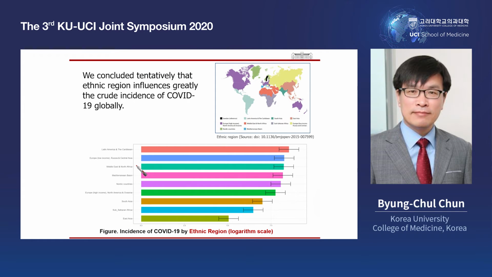Okay, and what is the ethnic region or ethnic group in this study? This map shows the ethnic regions in this study. For example, this area includes Korea, China, Japan, Vietnam, Thailand, etc. in the East Asian ethnic group. The East Asian ethnic group shows the lowest incidence of COVID-19 here. Sorry, the color is not matched. And another example, the Latin America and Caribbean area has the highest incidence in this graph.